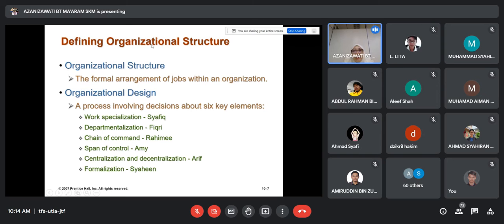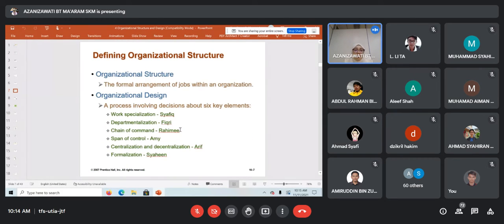So in defining organizational structure, we will discuss the organizational structure, the formal arrangement of jobs within an organization. So how many elements or processes do we have? We have work specialization, departmentalization, chain of command, span of control, centralization and decentralization, and formalization. So how many groups do we have?